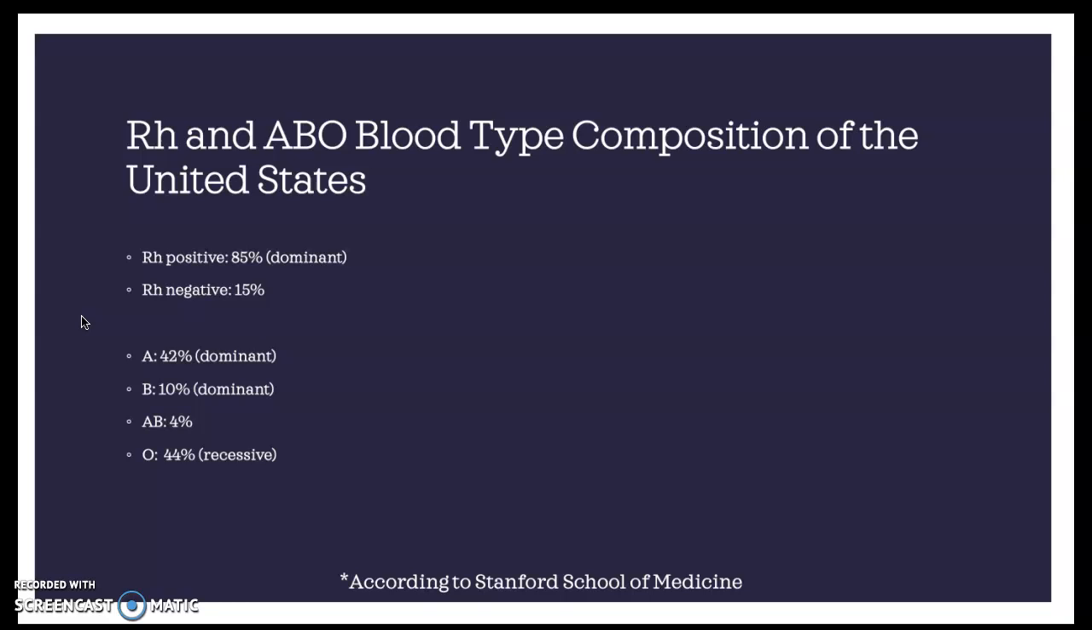And given the high percentage of O blood type in the United States, it may be surprising that O is the recessive genotype. But if an individual has both A and O genotypes, they would express an A phenotype. Just as if somebody had a B and O genotype, they would only express the B phenotype.